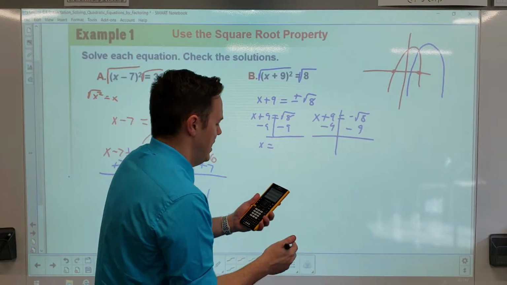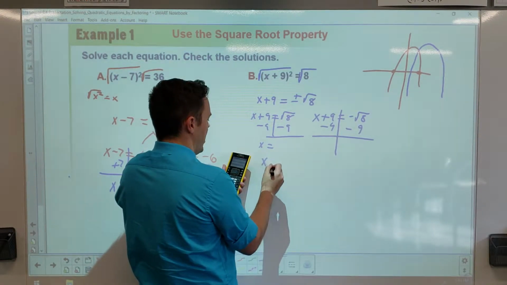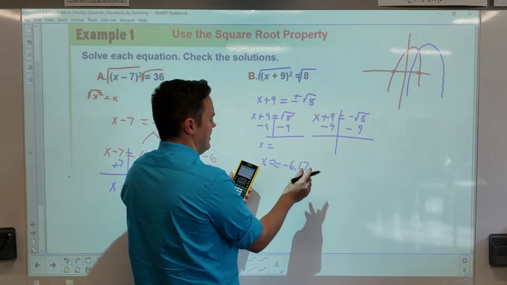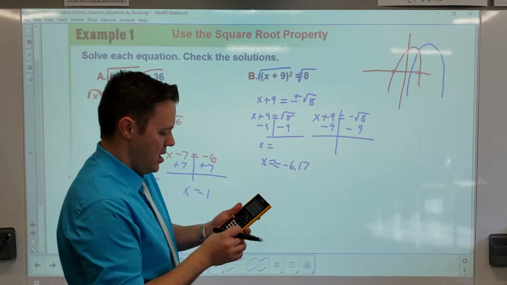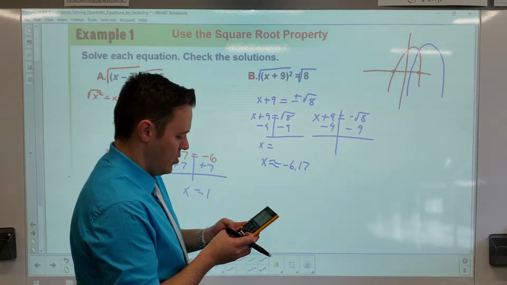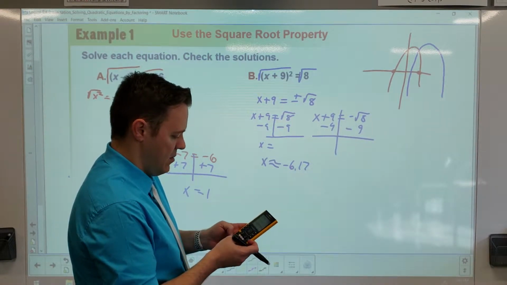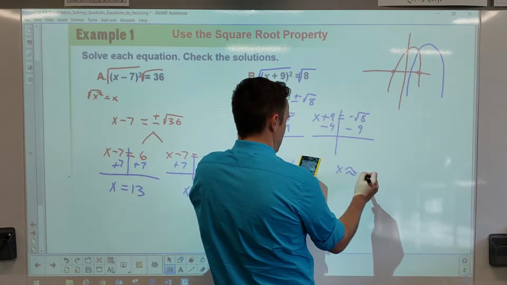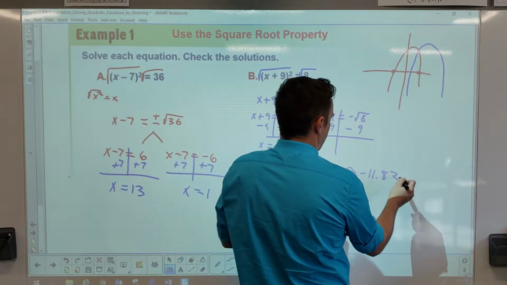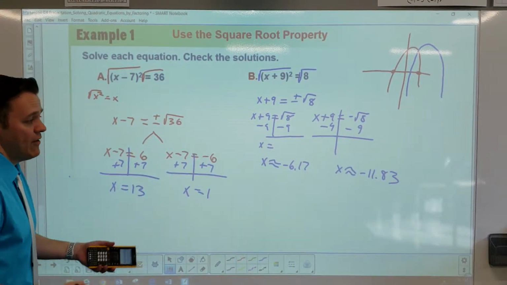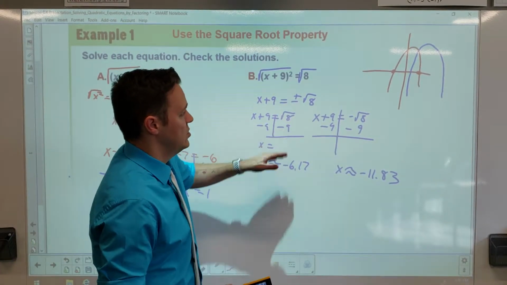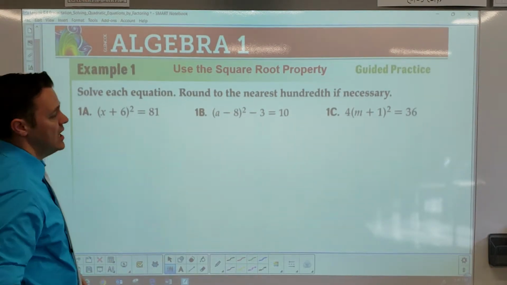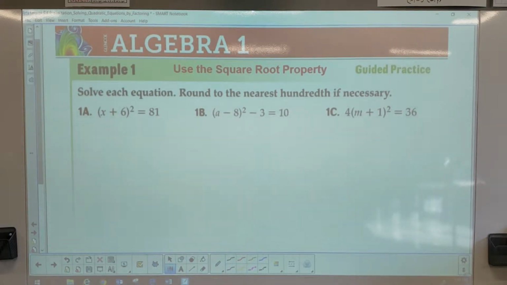My answer is an approximation, so it's a little squiggly line, negative 6.17. Usually you want to go to the hundredths on these. Then I take the negative square root of 8, minus 9 again, and x is also approximately negative 11.83. There are my answers. I found those by using a calculator and just doing the simple math. I'm going to step away real quick. Solve these if you can. If you can't, I'll come back in a second.